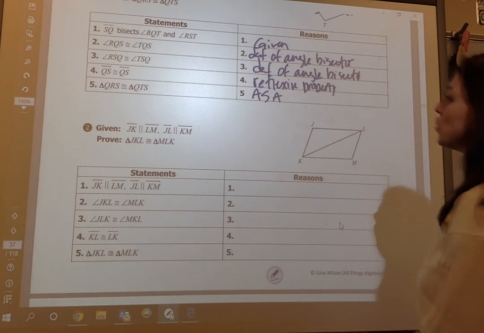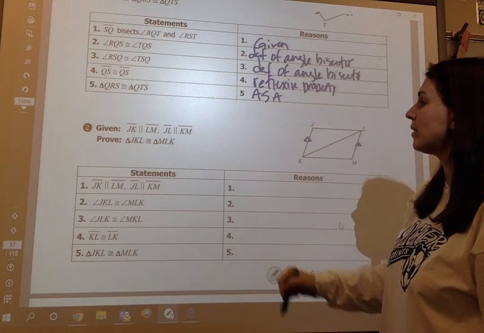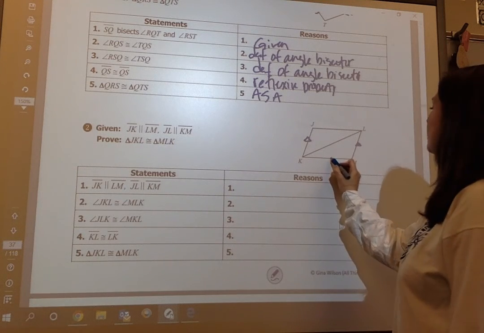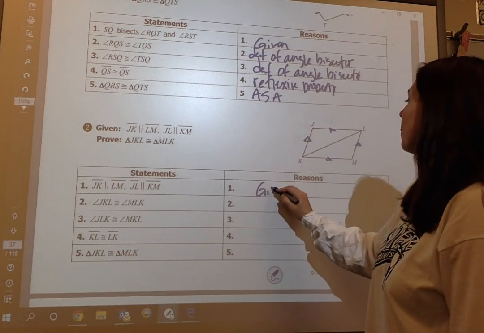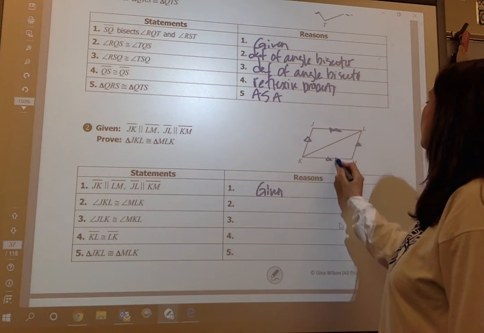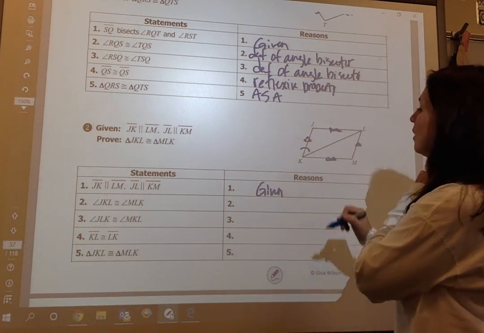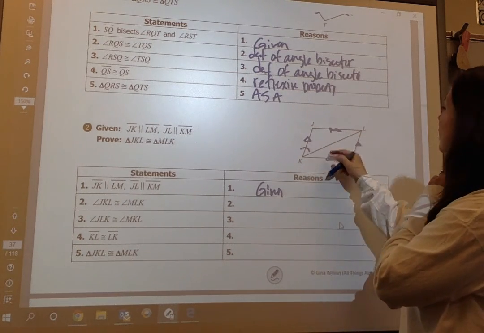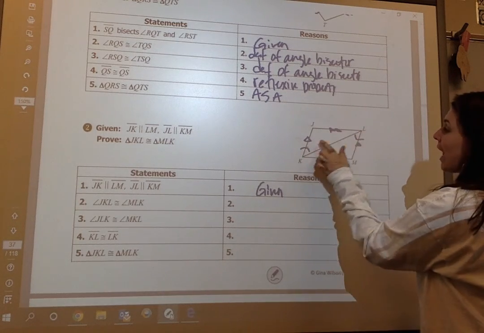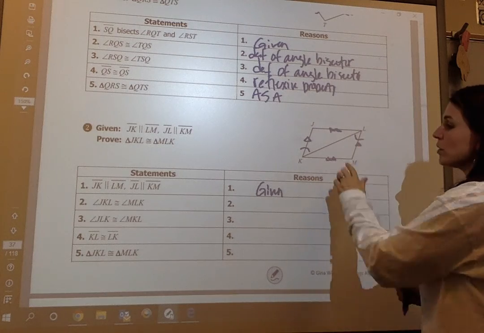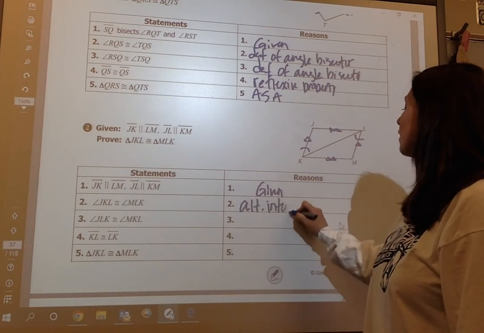All right. JK is parallel to LM. That's a given statement. KM is parallel to JL. That's a given statement. Actually, I need 2 on there. All right. Now it's saying that JKL is congruent to MLK. Well, if these lines are parallel, cut by a transversal, I can say that these are congruent to each other because of alternating interior angles.